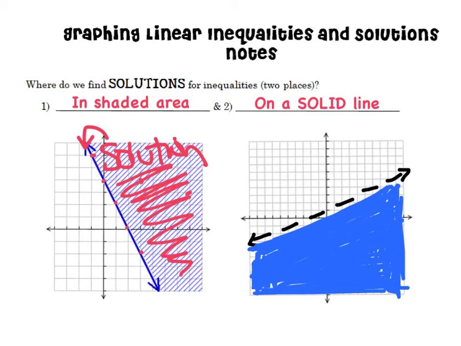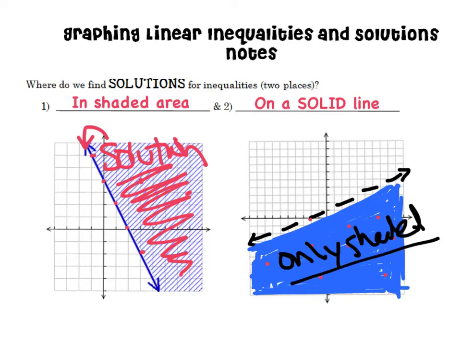Now, in my other situation, the only place that I can find a solution is in this shaded area. Only the shaded area. So any point in this shaded area would be a solution. Notice this line is dashed. You cannot pick a point on a dashed line to be a solution. That would be incorrect, it doesn't work. So only in the shaded area if you have a dashed line, which is exactly what we see right here.